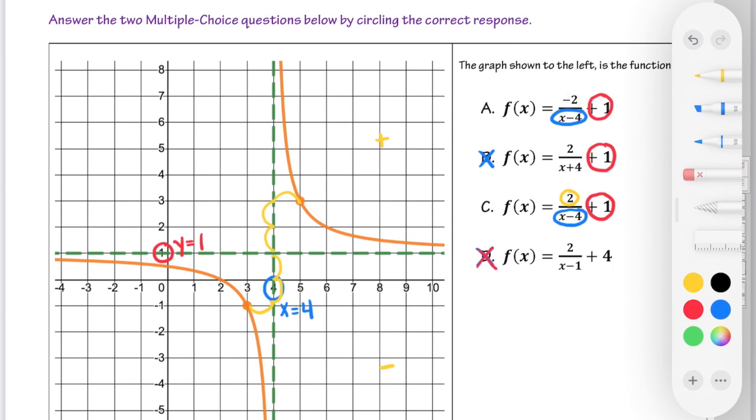So we need A to be 2, not negative 2, but positive 2. That would have to be option C, so option C is the correct option. It's got the x minus 4 in the denominator for our vertical asymptote at positive 4. It's got the plus 1 at the end for the horizontal asymptote of y equals 1. And the positive 2 tells us that we have branches in the top right and bottom left quadrants. The 2 tells us that we have a slope of 2 for the points on each branch away from the center of the asymptotes.